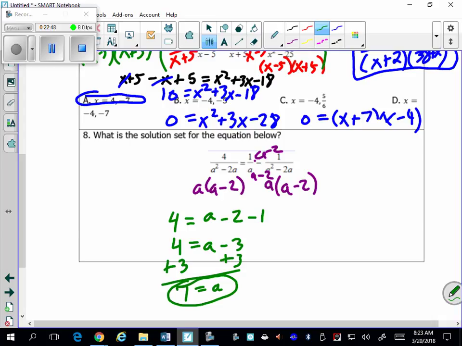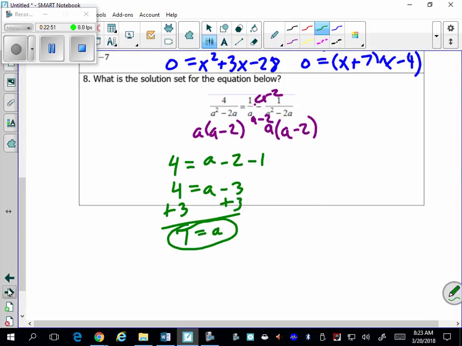Alright, again, get like denominators. Or factor first, sorry, factor.